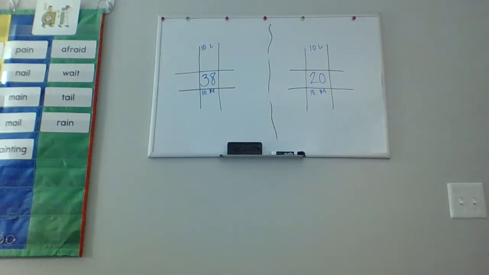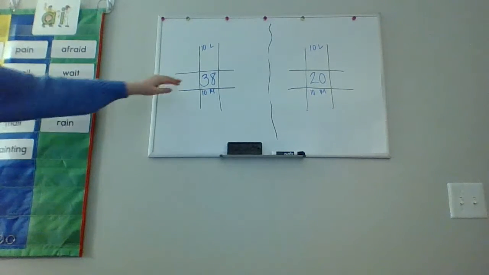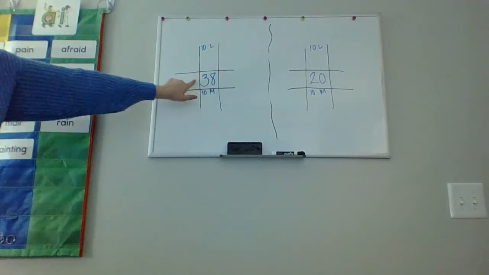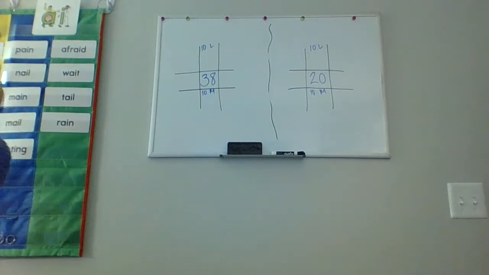Miss Cuba? Yes. I don't even know what we're doing. You're finding 10 less and 10 more, just like we did the example before. So this is the number. You're finding 10 less of this number and finding 10 more of this number. We just did 2 examples.